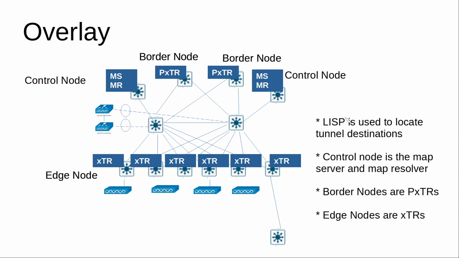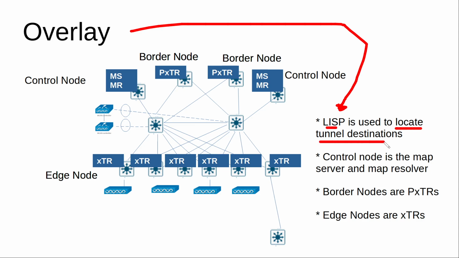Let's first talk about LISP, which is the routing protocol for our overlay. Do not confuse this with the routing protocol that we are running in the underlay, which can be either EIGRP, OSPF, or IS-IS. In this case, given we're going to use tunnels to move traffic across the SD-Access network, we need a way to find the destination of each tunnel, and LISP is used as a routing protocol in order to locate tunnel destinations.